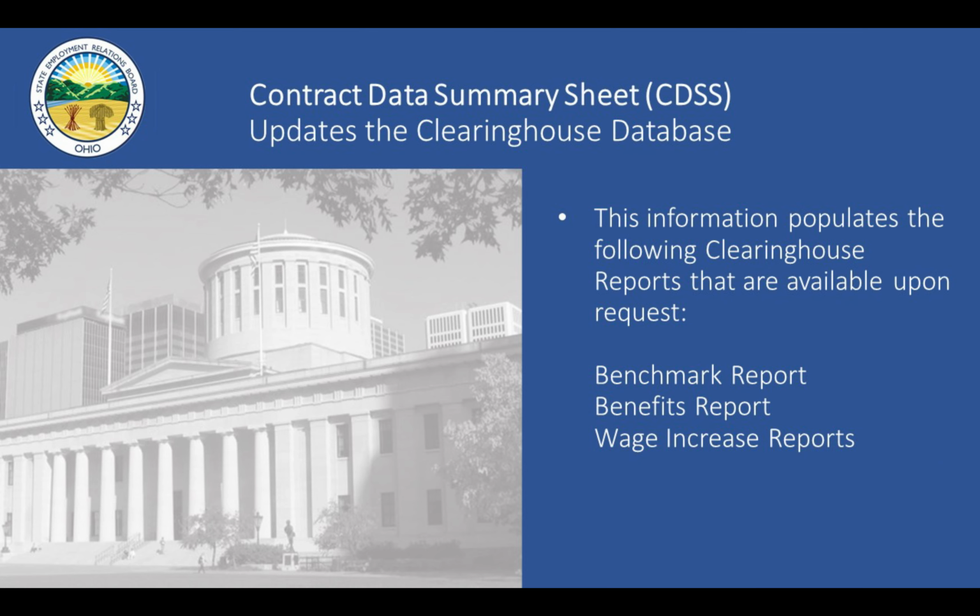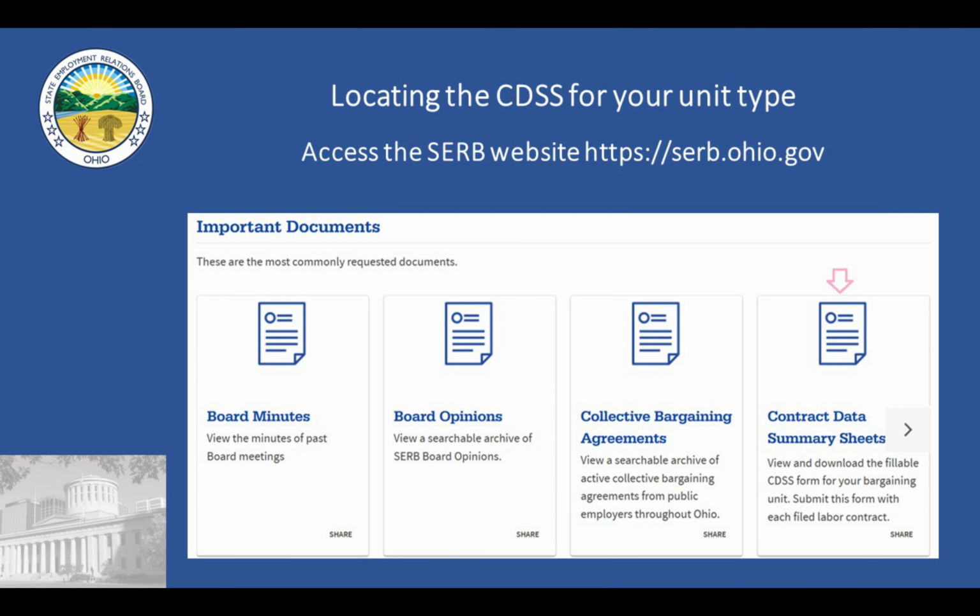This carefully verified information is then used to populate our benchmark, benefits, and percent wage increase reports that are available to the public upon request. To locate a copy of the fillable report, use the web address serb.ohio.gov to access our website.